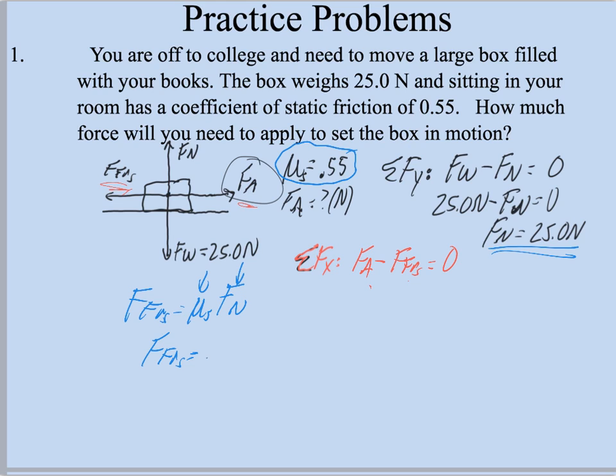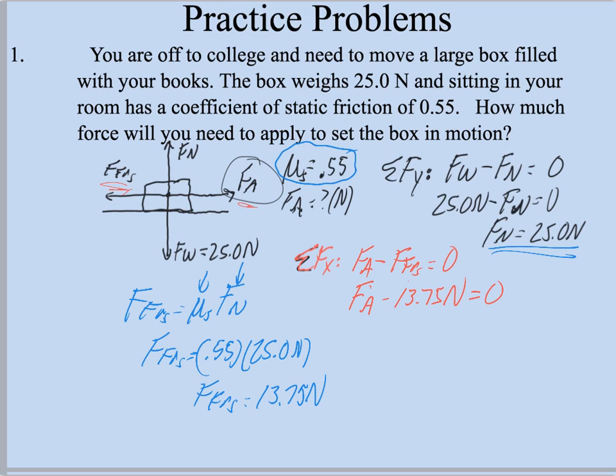So it's going to be 0.55 times 25 newtons. And the static friction force is equal to 13.75 newtons. So if I go back up here to my summing forces, I now know that the static friction force is 13.75 newtons, which means if I have to apply a certain force to get it to start moving, then I know that the applied force is 13.75 newtons.